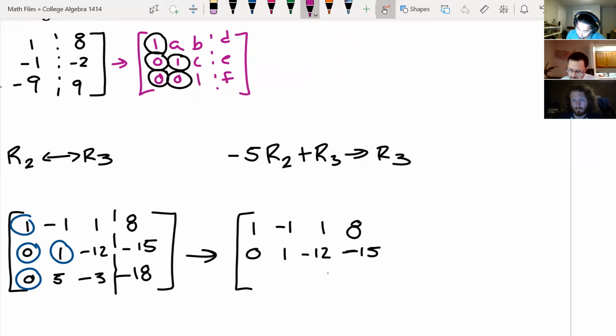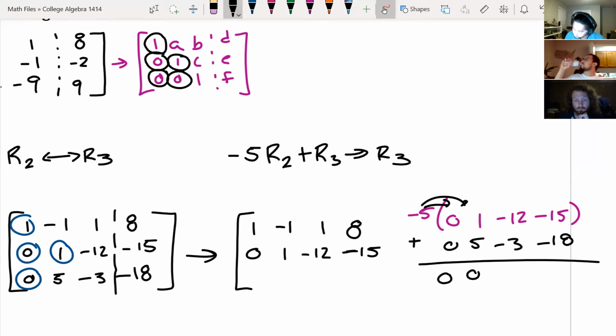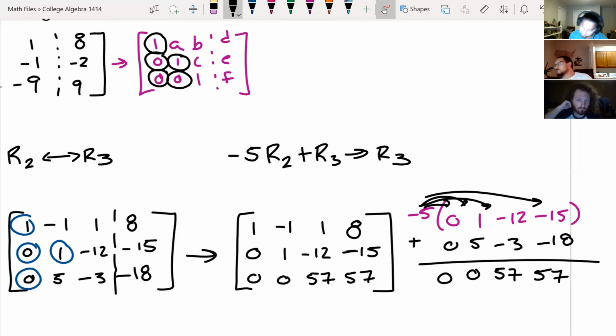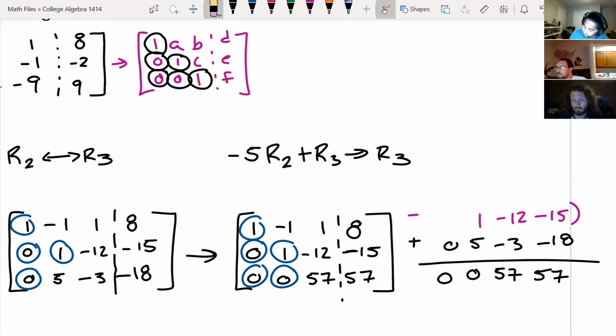And then let's do this. Side work. It's -5 times row 2, 0, 1, -12, -15, plus row 3, 0, 5, -3, -18. And that's 0. That's 0. That is 60 minus 3, 57. That's 75 minus 18. That is also 57. So there you go. 0, 0, 57, 57. And we have 1, 0, 0, 1, 0. And all we have left to do is make this into a 1 in the bottom right corner of that diagonal, which means we're going to do one easy row operation.